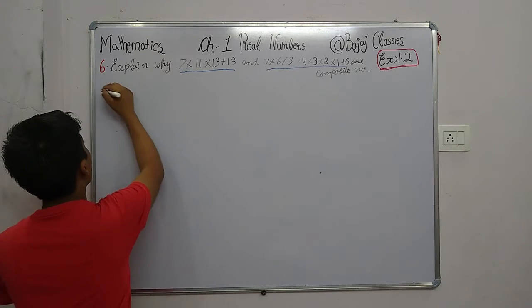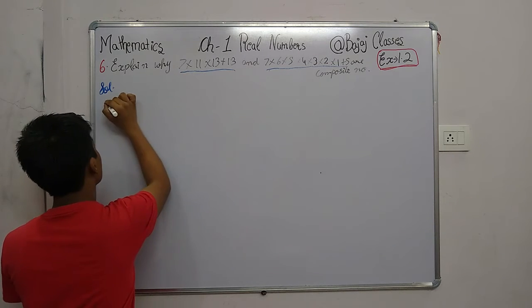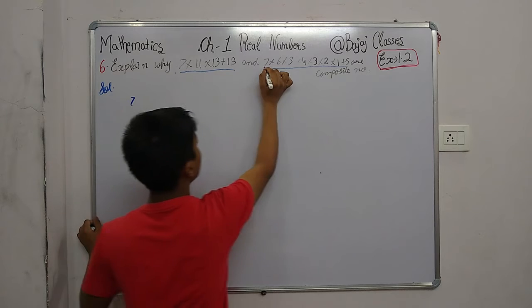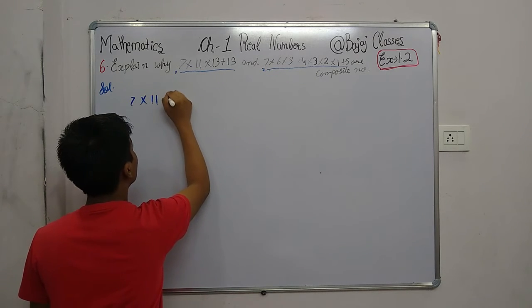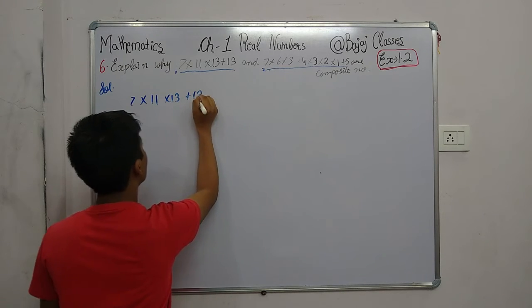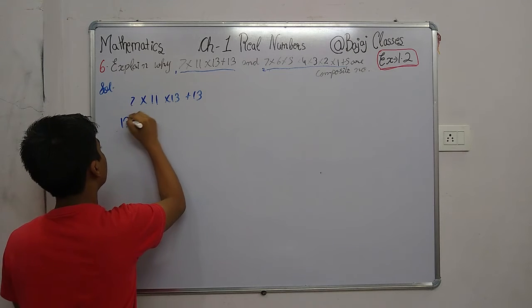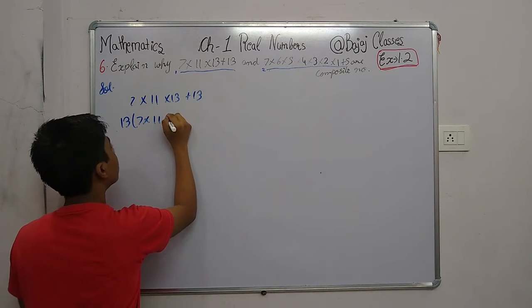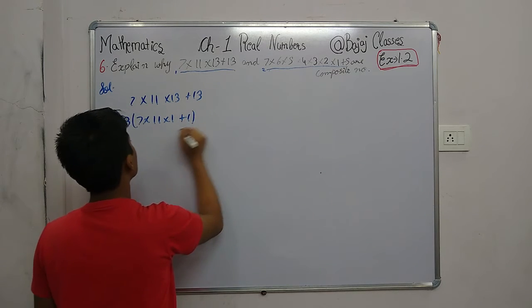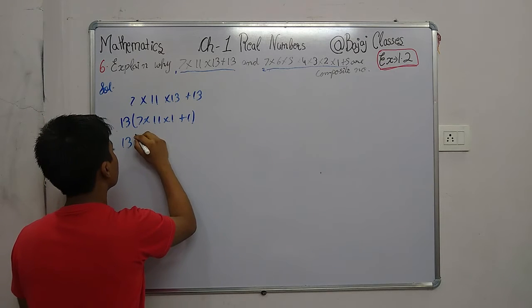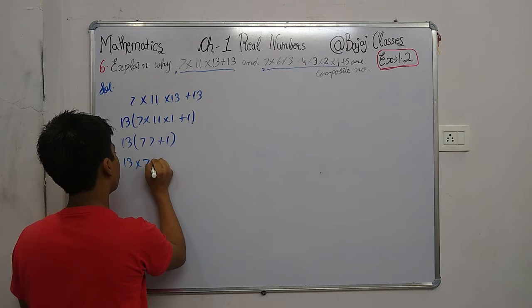So the solution will be like this. We will take the first number first, then the second. The first is 7 into 11 into 13 plus 13. Which common number can you see? 13. So we'll take 13 as common. 13 into (7 into 11, plus 1). So 77 plus 1, that is 13 into 78.